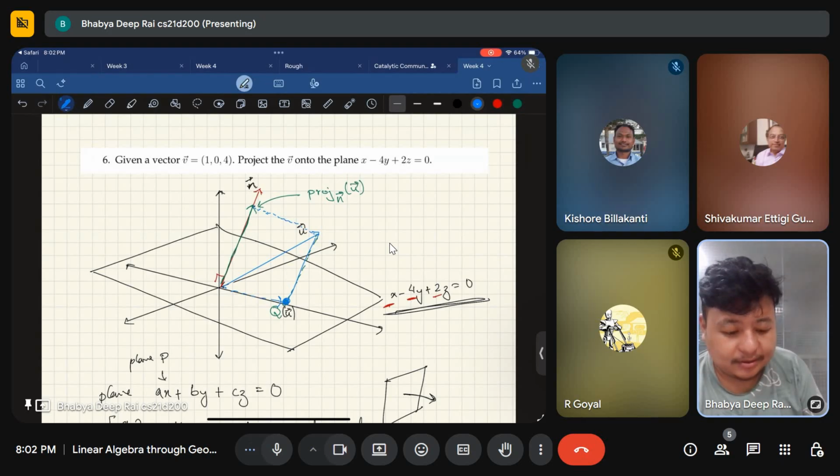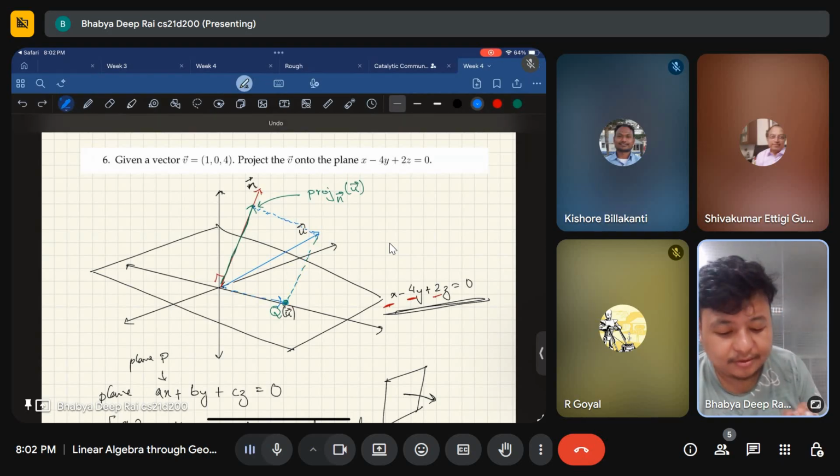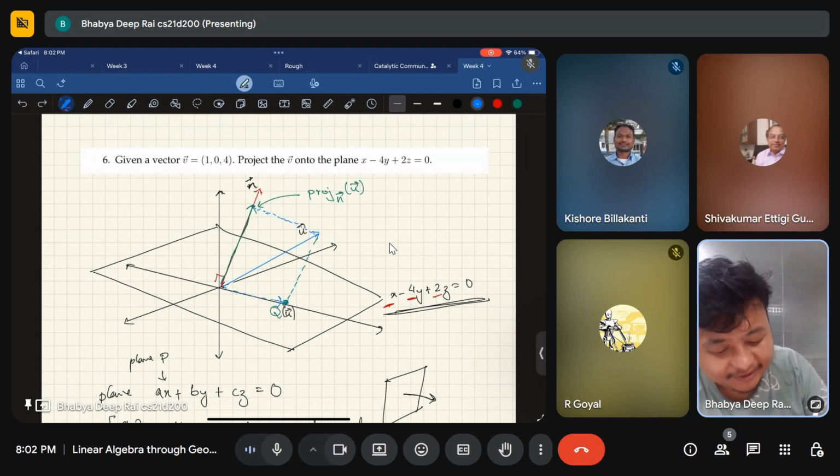So you have this point. Now, after projecting, I get this vector. Now I want to reach Q. So all I do, in other words, is subtract from u that projection.